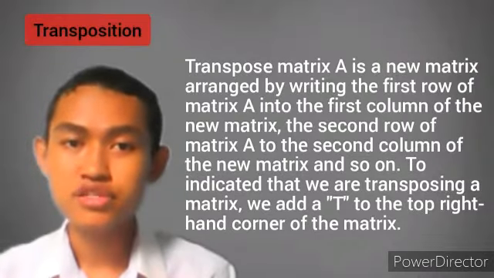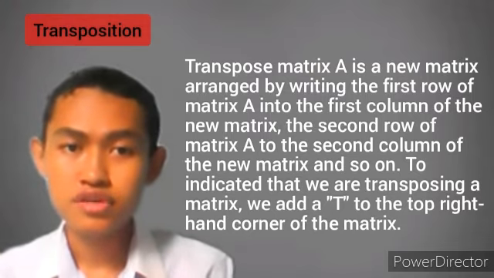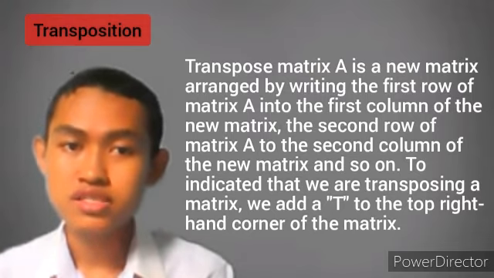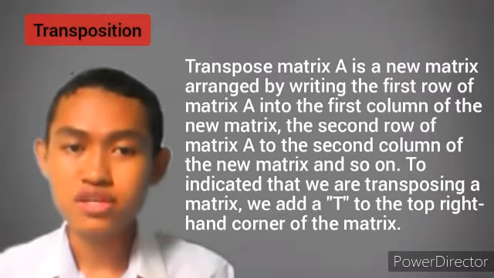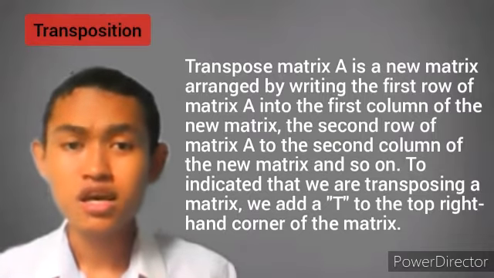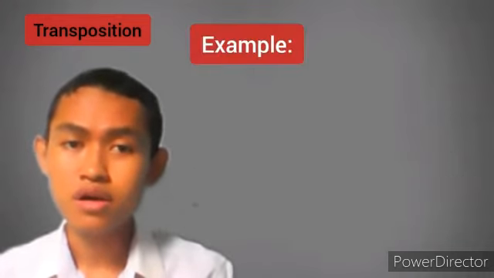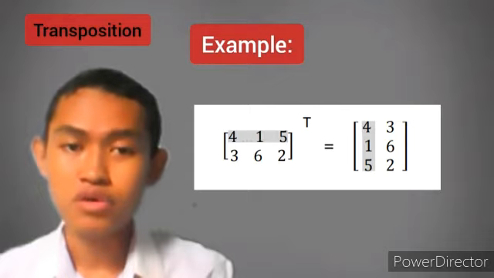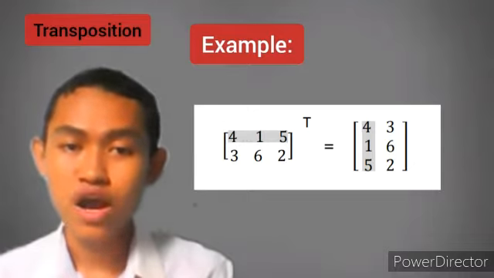Transpose matrix A is a new matrix arranged by writing the first row of matrix A into the first column of the new matrix, the second row of matrix A to the second column of the new matrix, and so on. To indicate that we are transposing a matrix, we add a T to the top right-hand corner of the matrix. For example, matrix 4, 3, 1, 6, 5, 2 transposes to be 4, 1, 5, 3, 6, 2.